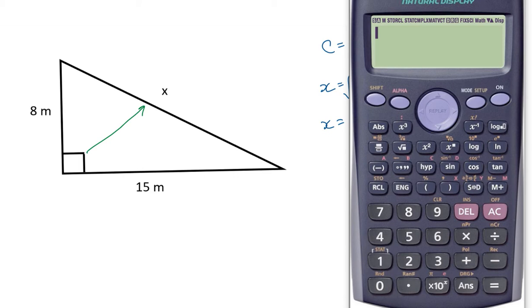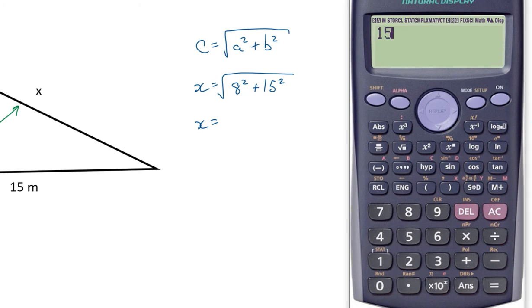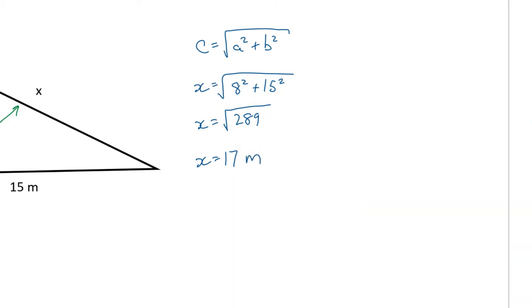So I'll do this. 8 squared is 64. 15 squared is 225. So 225 plus 64 gives me 289. So the square root of 289, again, you can write that down if you want, but you don't have to. And this one gave me an exact answer, so I don't have to round. And this one's in meters, so 17 meters is the final answer.